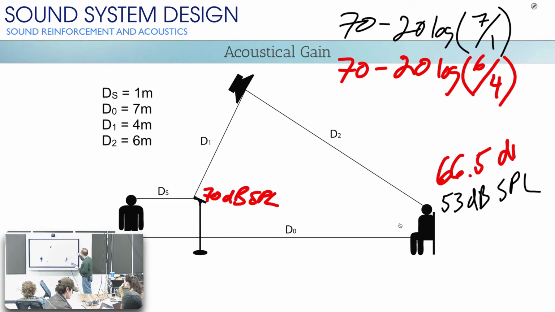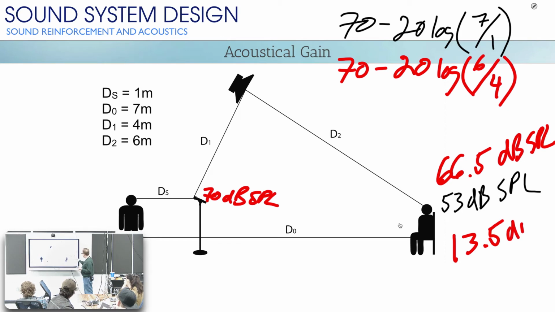66.5 dB SPL. So system off is in black, that's 53. System on, 66.5 dB SPL. So our gain is the difference between those two things. Okay, so what is 66.5 minus 53? 13.5. Yeah, 13.5 dB SPL. Okay, that's our gain.